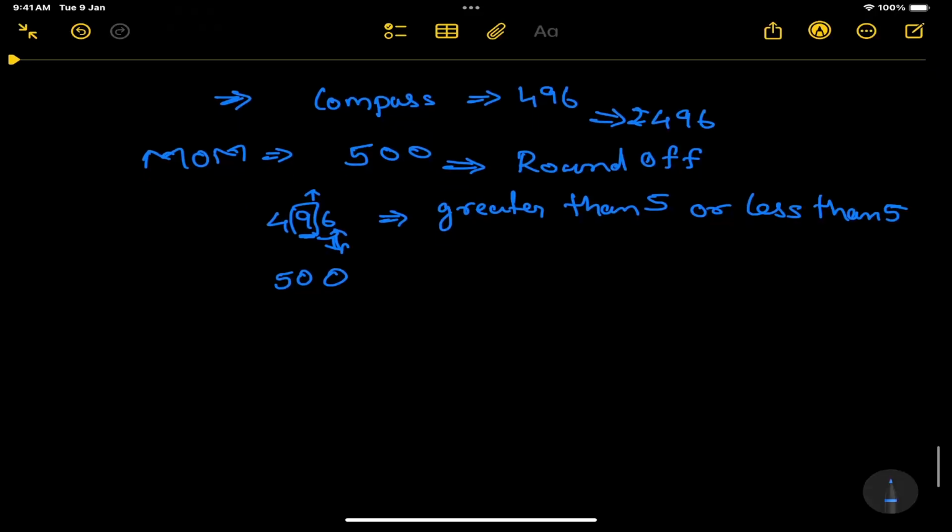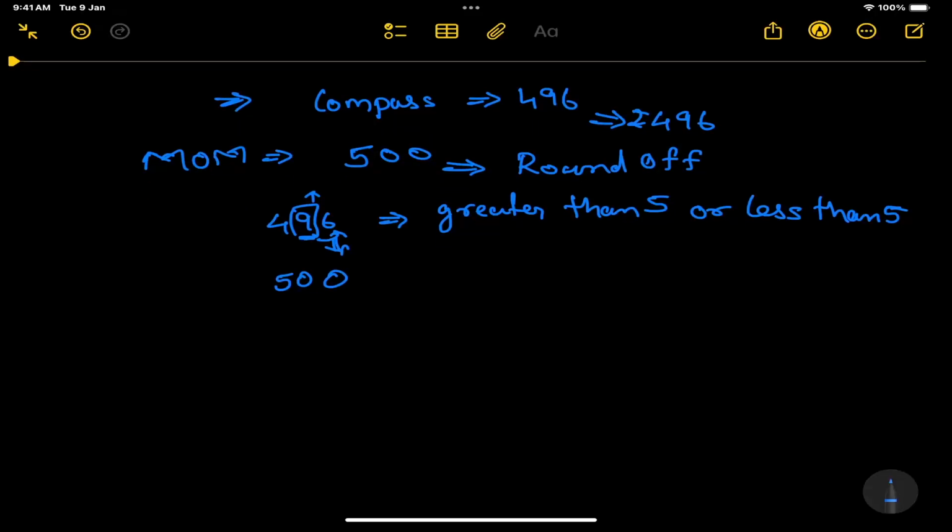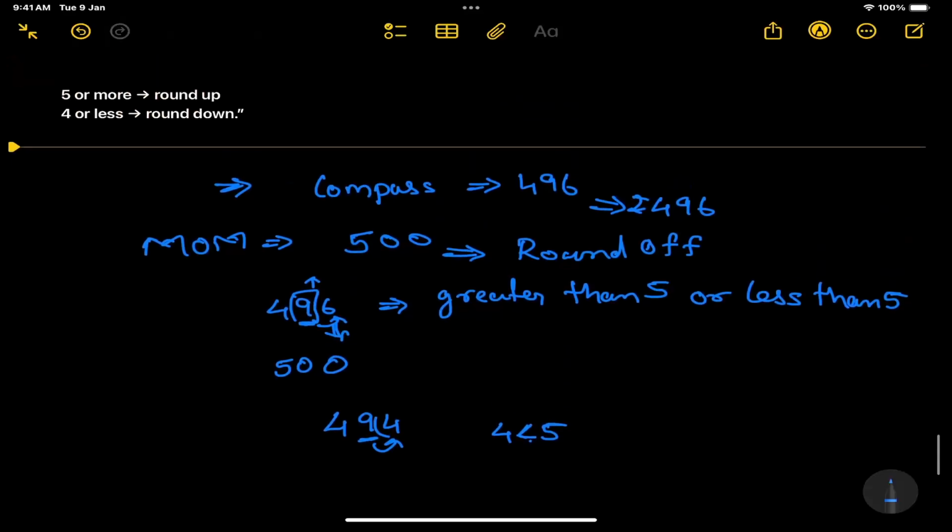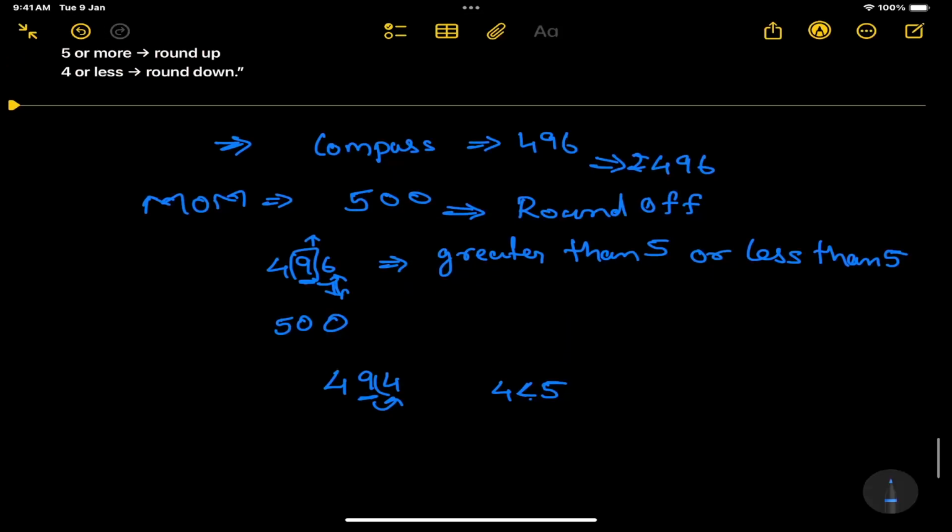We'll take another example where the cost is 494 rupees. Now if your mom is rounding off to the tens place, what will she do? She will check the next number. The next number is on the ones place, right? Which is 4. 4 is less than 5. So what will we do? We will round down. Round down in the sense we'll go with 490. This is called rounding off.